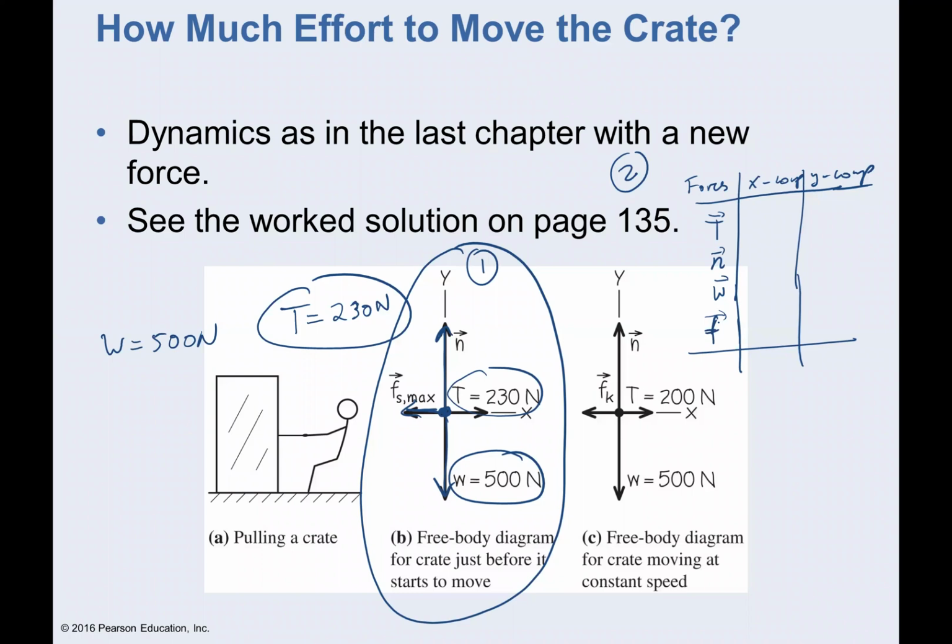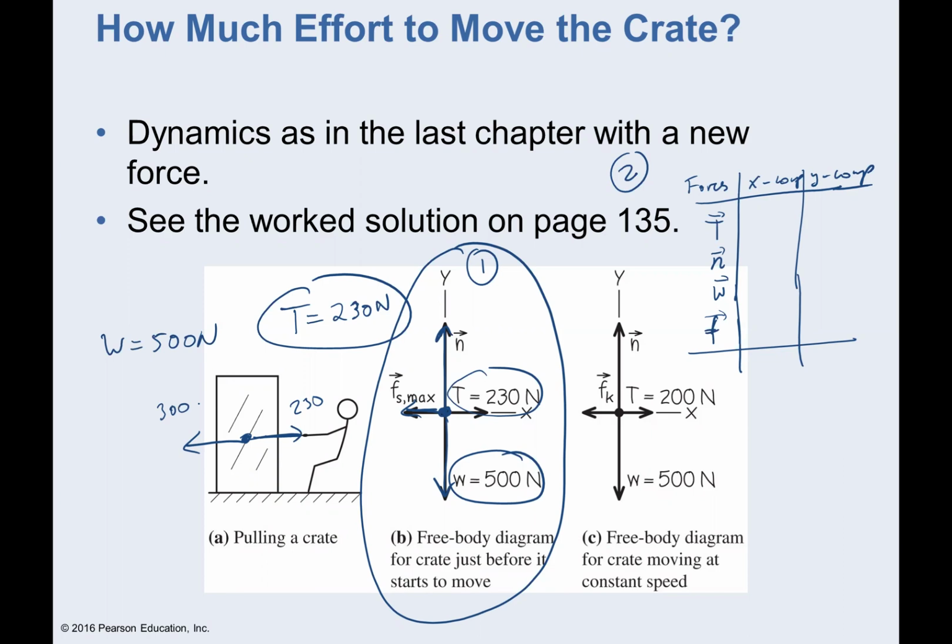Hopefully you guys understand one thing. That means, for example, if the maximum static friction force is 300, and you pull the crate with 230, sometimes students ask, how come if you pull with 230, the static friction is not 300? Because its maximum is 300.